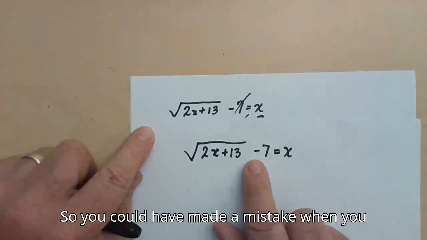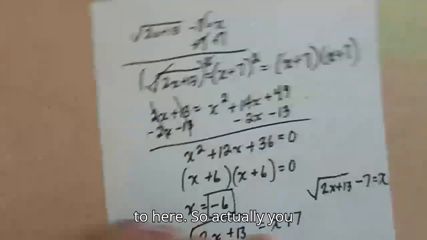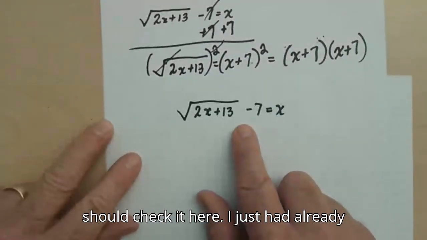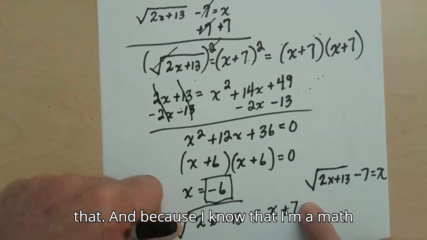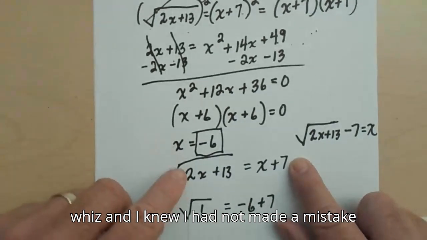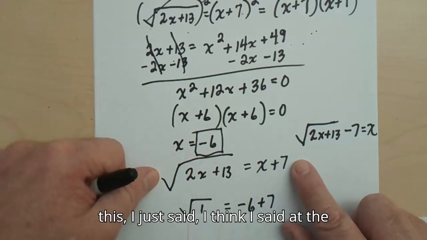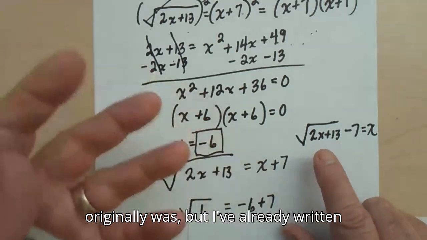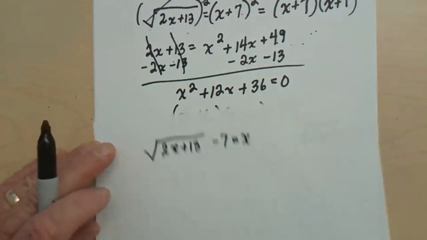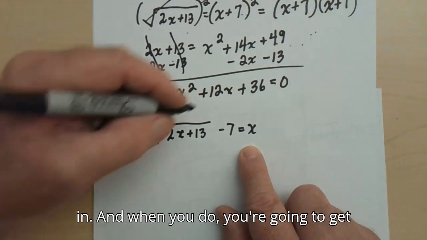So you could have made a mistake when you went from here to here. So actually you should check it here. I just had already written it down before I thought about that. And because I know that I'm a math whiz and I knew I had not made a mistake when I went from the original to this, I just said, I really should write it the way it originally was, but I've already written it and I just did it. But if you do, you really should check it in the original.